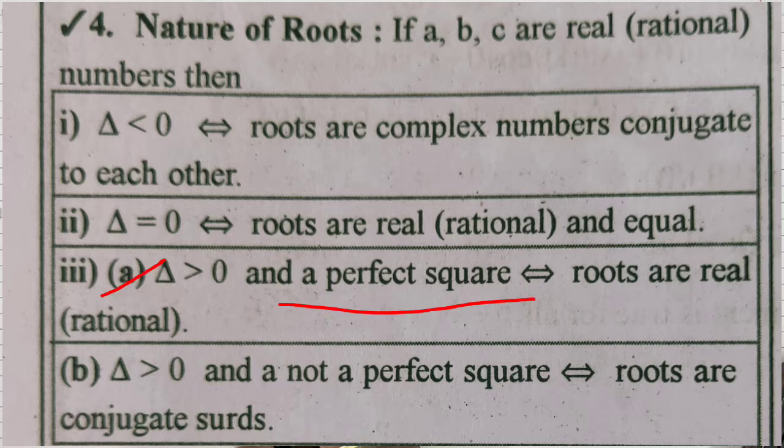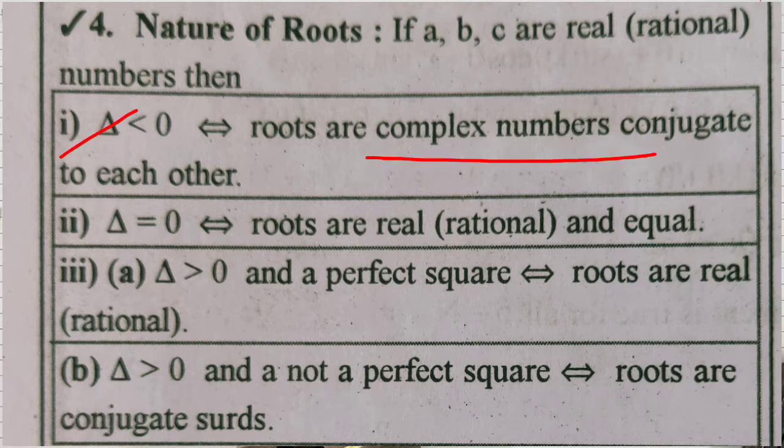If delta is greater than 0 and delta is not a perfect square, then roots are conjugate surds and they are distinct. If delta less than 0, roots are complex numbers. Okay, that means imaginary. Like in the case of a, b, c are real numbers also.